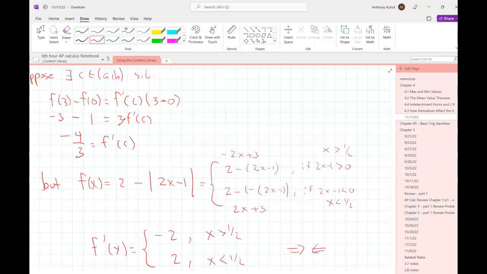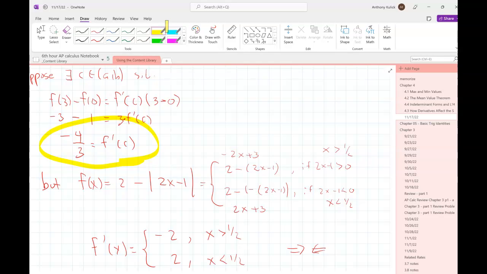And that's a contradiction, right? Because what does the derivative need to be at c? Negative 4/3. Can it be negative 4/3? No, the derivative has to be either 2 or negative 2. Done. The two arrows, that's your symbol for a contradiction. Yeah, that's like fancy mathematics notation.